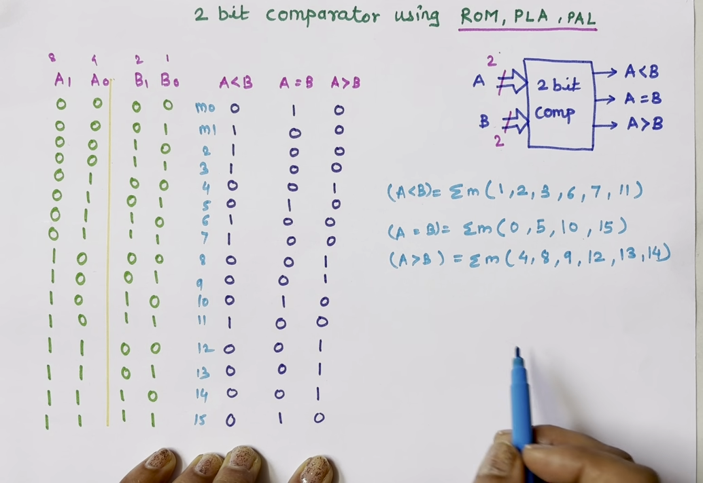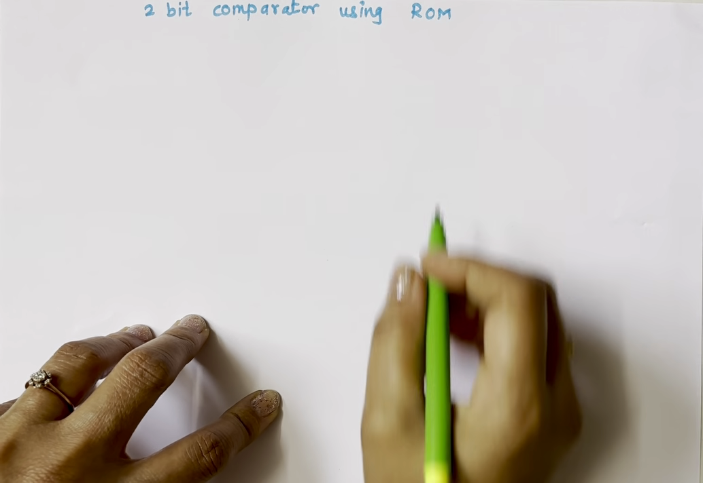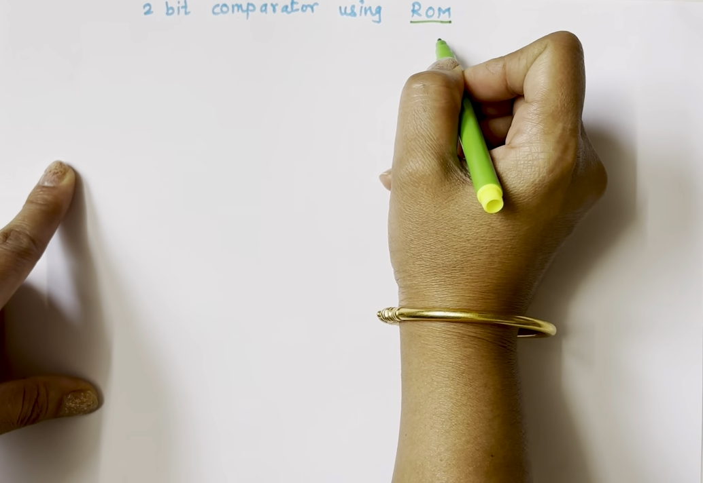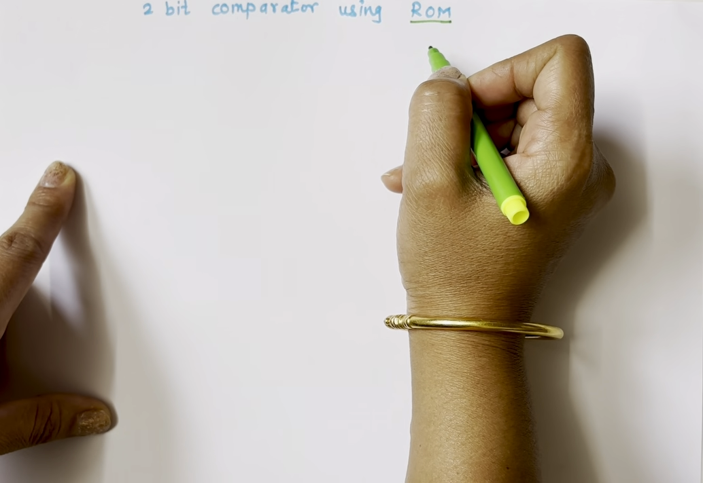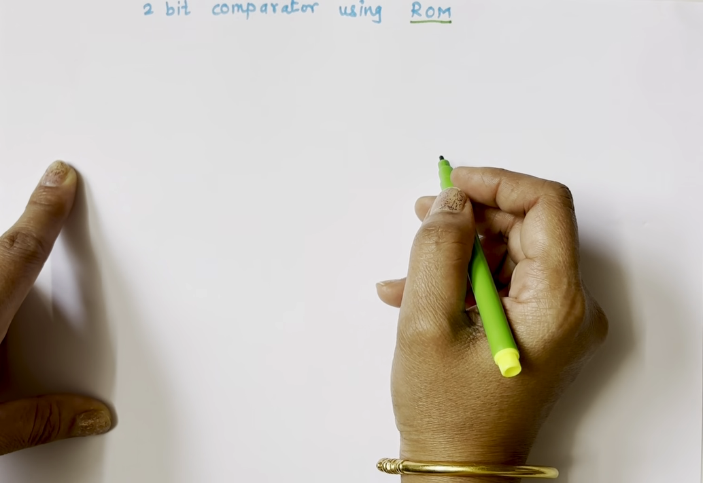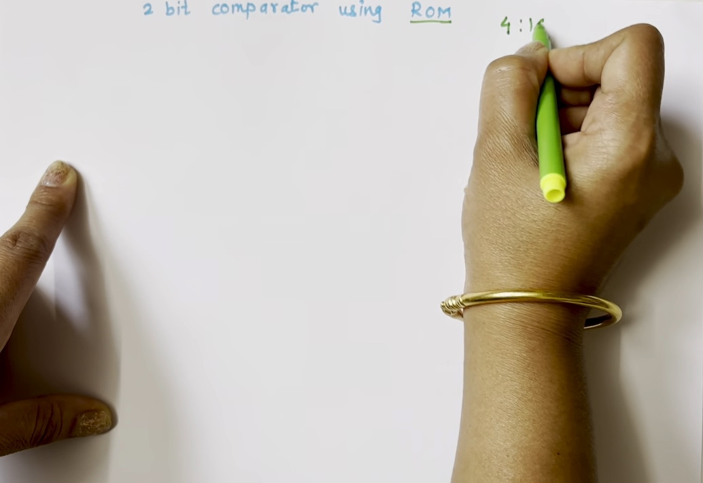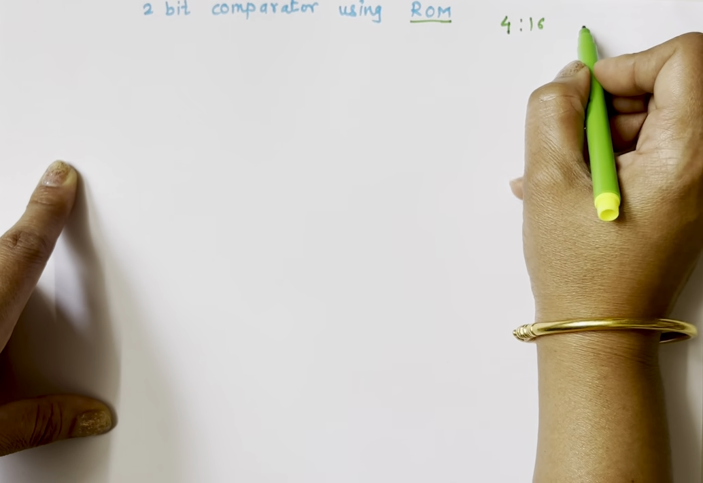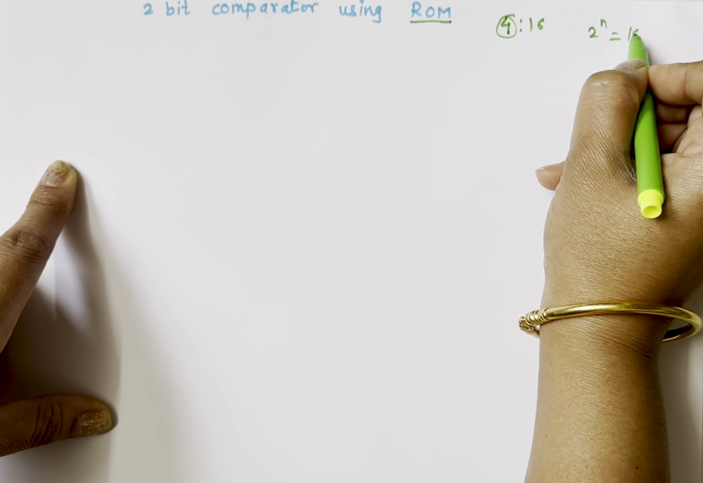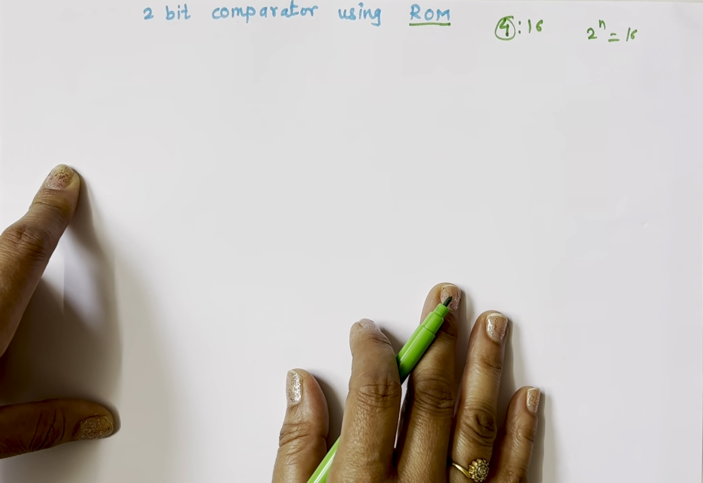So let's start with the implementation using ROM. ROM is also called a one-time programmable PLD. Here we are going to implement the 2-bit comparator using ROM. Whenever we implement circuits using ROM, we use a decoder. Here, how many inputs do we have? We have 4 inputs, 2 bits of A and 2 bits of B, so total inputs are 4. So we need to take a 4:16 decoder. In case of a decoder, the number of outputs is 2^n, and here n is equal to 4, so that is 16. So I'll first draw a 4:16 decoder which has 4 inputs and 16 outputs.